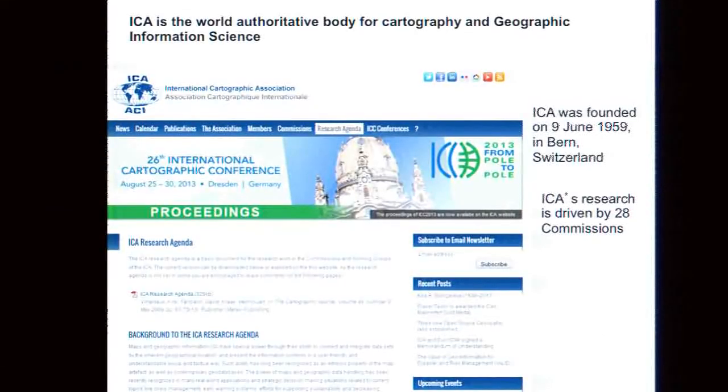Just to give you some basic background of the initiative: it was jointly done by the ICA and the OSGeo. ICA, for those of you who don't know, is mostly a scientific organization. It was founded more than 50 years ago in Switzerland, and it has member nations across the world.